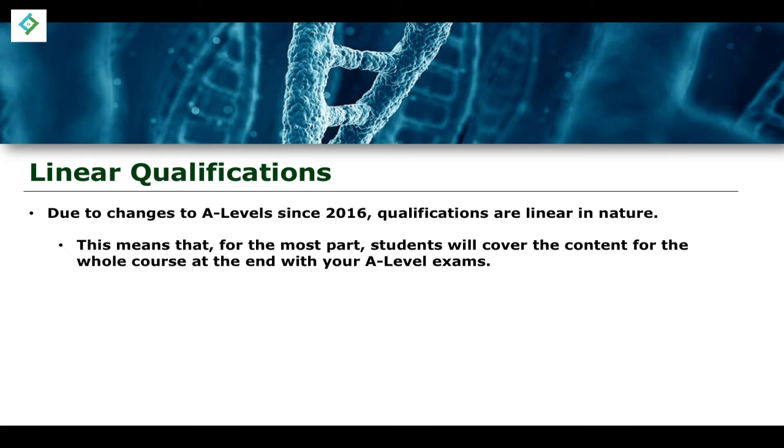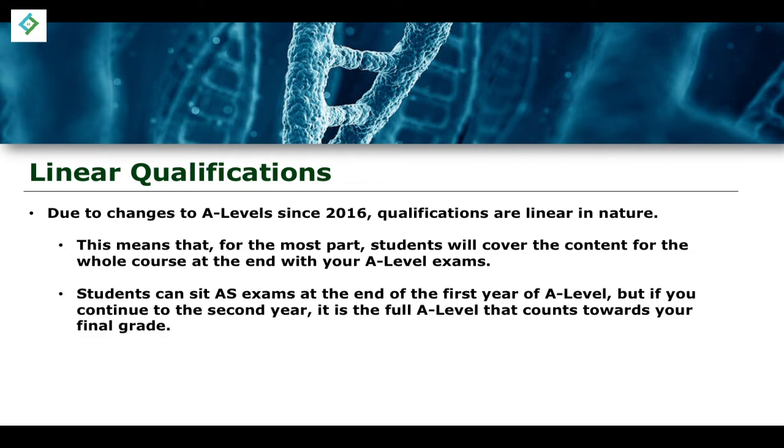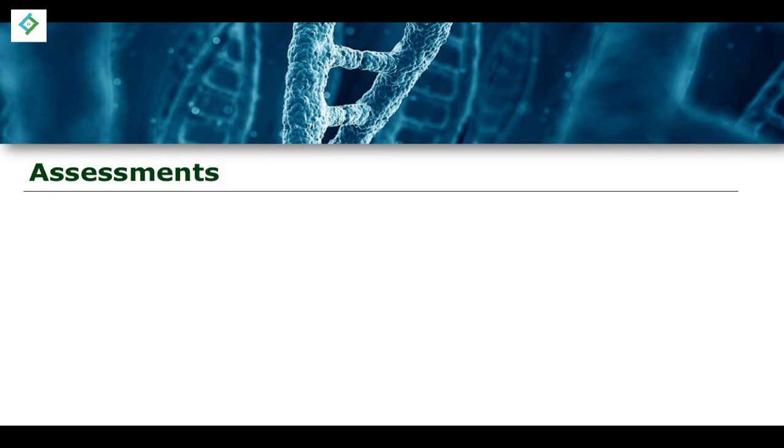Now, if you take the full 2 years, all of your studying and all of your exams will be taken at the end of the 2 years. You can still sit AS exams if you choose, or if your school or college offers it at the end of the first year, but if you continue to second year, then they don't count, essentially. The full A-Level is what counts if you continue into your second year, but if you drop it after 1 year, then you will have an AS exam, and you will have an AS level in AQA A-Level Biology. So that's just the basics of the general understanding of the linear qualification.